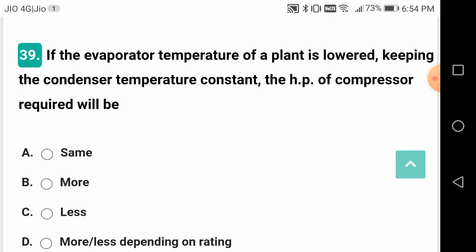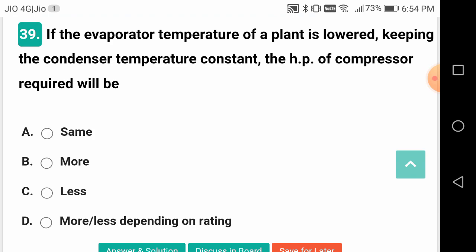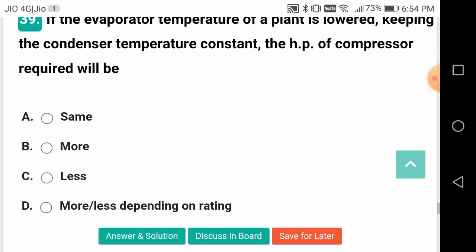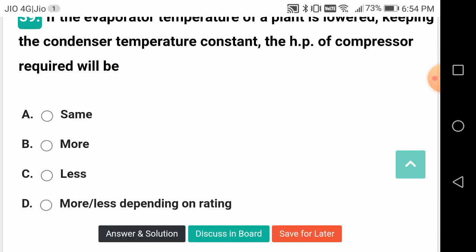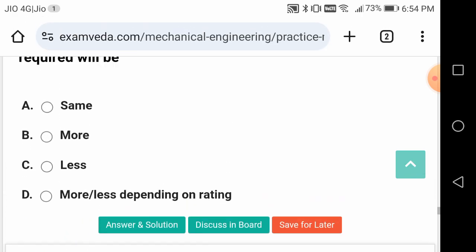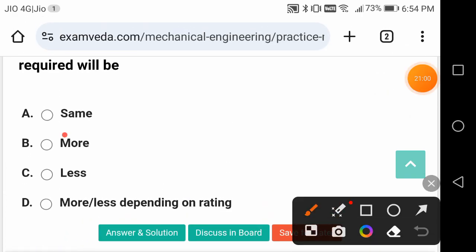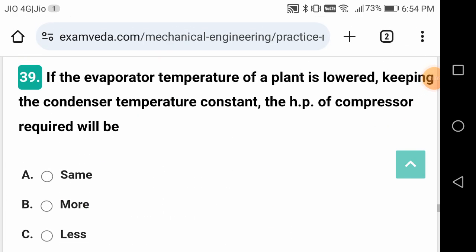If the evaporator temperature of a plant is lowered, keeping the condenser temperature constant, the HP of the compressor required will be, how will it be? It will be more. What is he saying? So it is like this. The HP of the compressor will be, right.